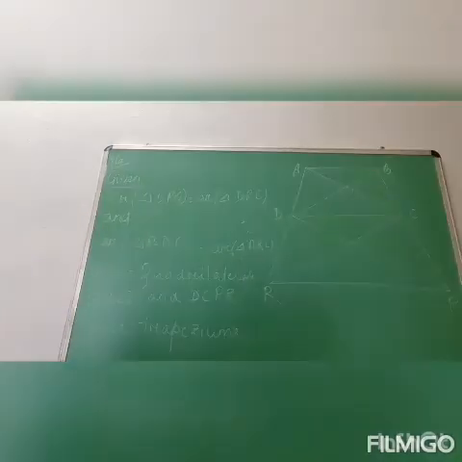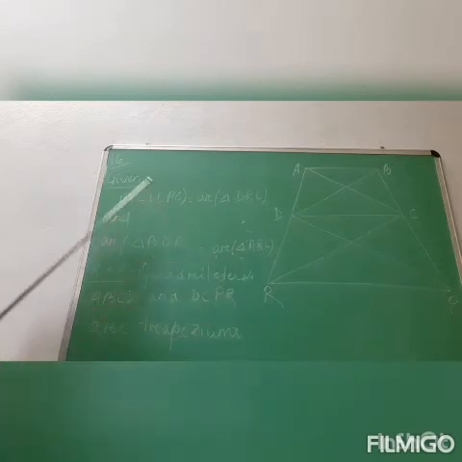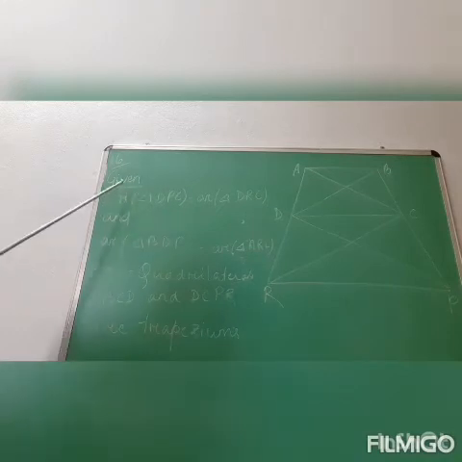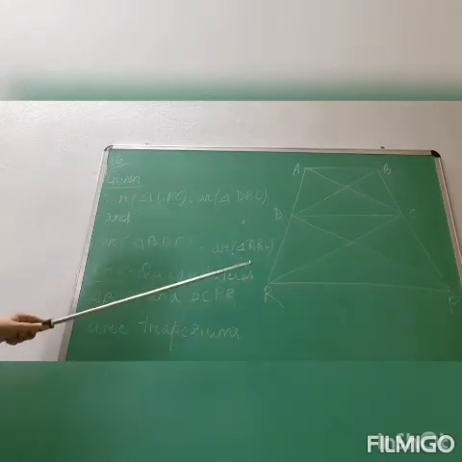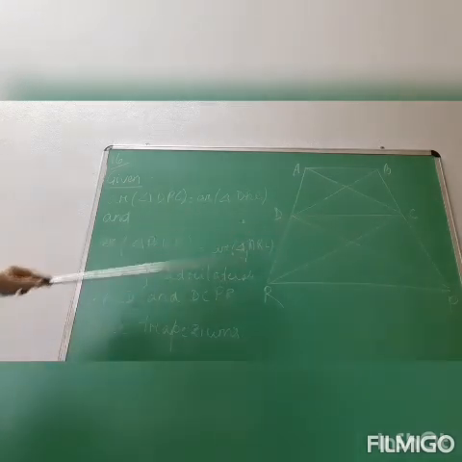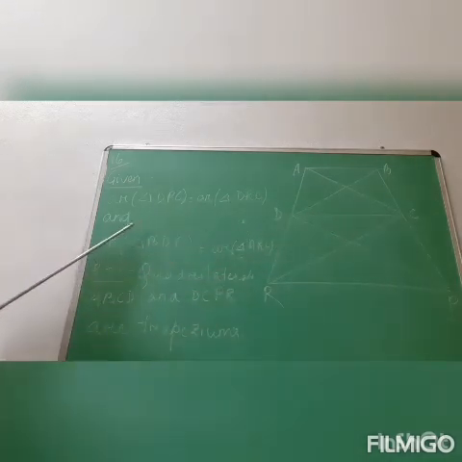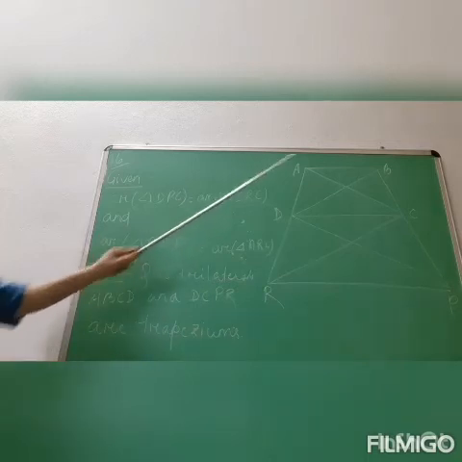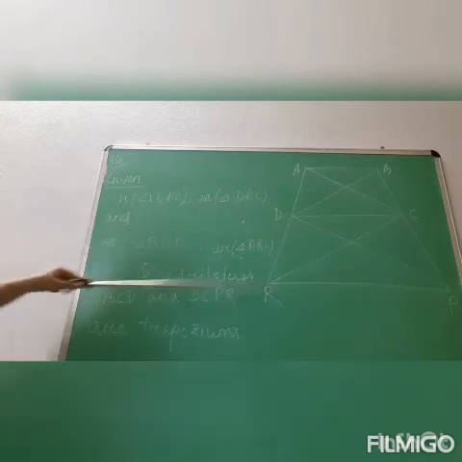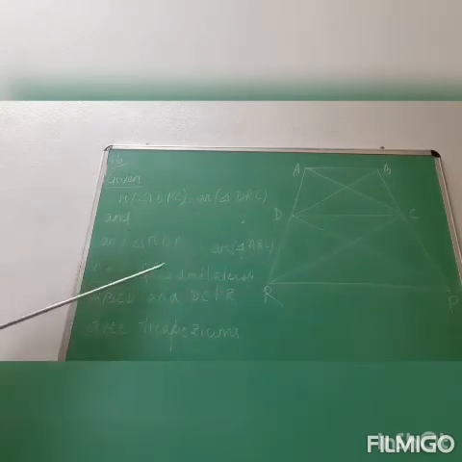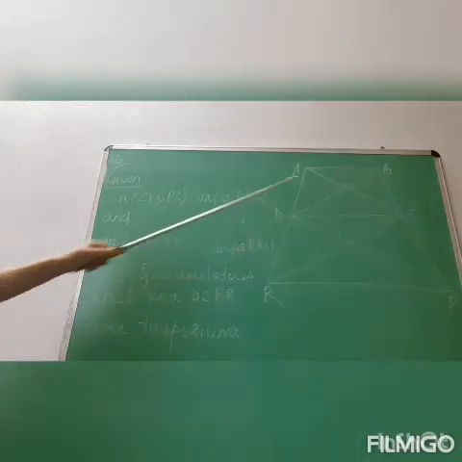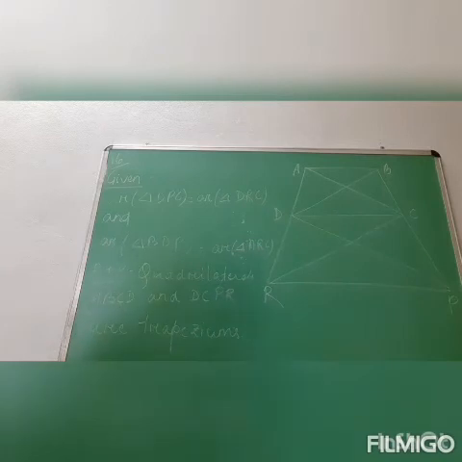Okay. Now let us move on to the last sum of this exercise, number 16. See here, this is the diagram for this. Here it is given that the area of triangle DPC is equal to the area of triangle DRC. It is given to us. And also it is given that the area of triangle BDP is equal to the area of triangle ARC. And we need to prove here that the quadrilaterals ABCD and DCPR are trapeziums.